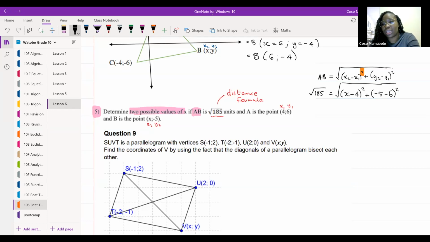Right, now I'm just going to clean up the thing underneath the square root very quickly. So I get the square root of 185 is equal to the square root of, there's no way for me to clean that up, so I'm going to leave it the way it is: x minus 4 all squared plus negative 5 minus 6, which gives me negative 11 squared. Right, now guys, how do I get rid of this square root? How do we get rid of a square root? Because I want to solve for the thing underneath the square root. So what do I need to do to get rid of the square root?